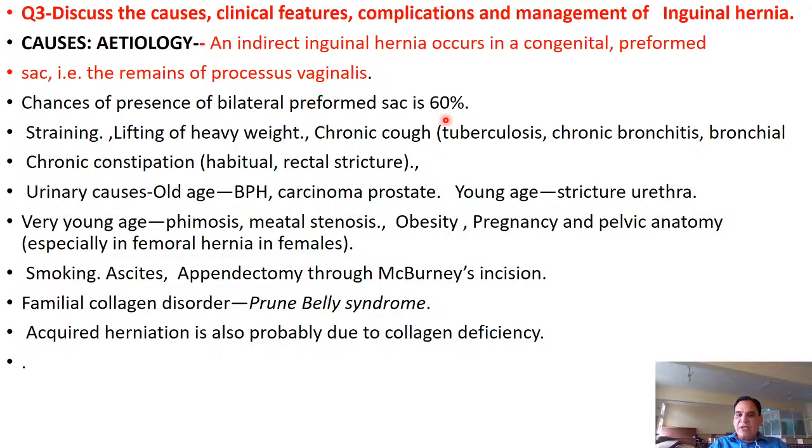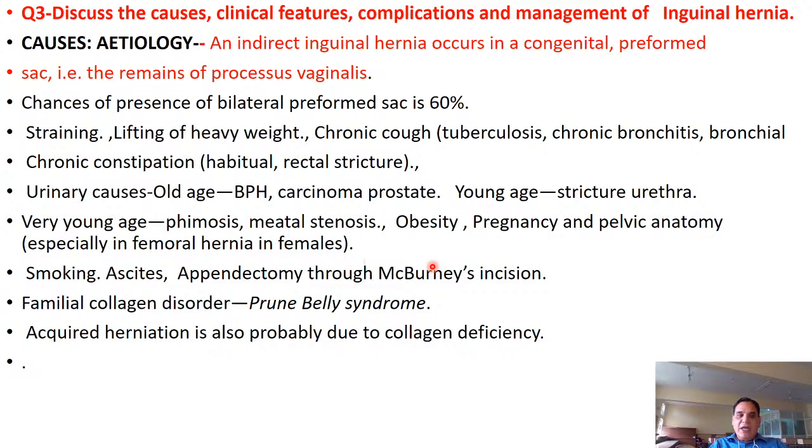That doesn't mean that everybody is getting bilateral hernia. But once there is a hernia, the other side is potentially affected to form a hernia. Okay. Causes are in general strain, lifting of heavy weight, chronic cough, constipation, old age like BPH, carcinoma prostate, in young age stricture urethra, very young age in children. Most of them are congenital hernias, but sometimes phimosis. What does phimosis do? It will have a constant pressure for the child to pass urine, or meatus stenosis. So this pressure also can give rise to herniation.